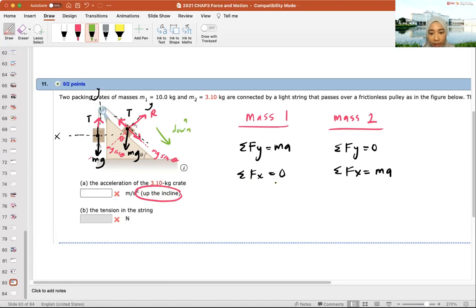So net in the Fx equals to 0 for mass number 1. There are no forces in the x-axis. Therefore, we don't have to solve it, just leave it as it is. Net in the Fy is equal to MA. We have tension going up, so I'm going to say that going up is positive, going down is negative. So we have net in the Fy equals to MA equals to T minus mg. Okay, so mass is, this is 5. And this theta is 33 degrees.